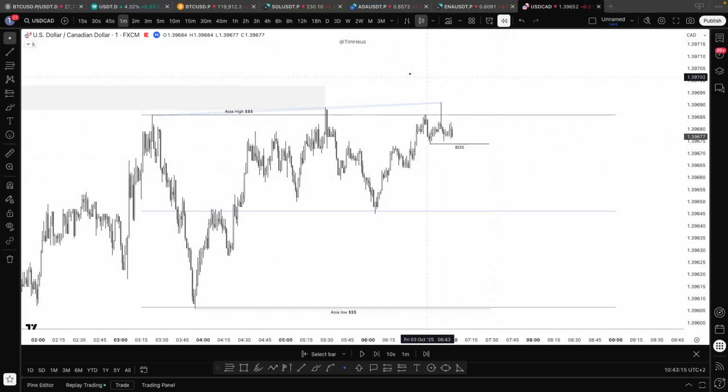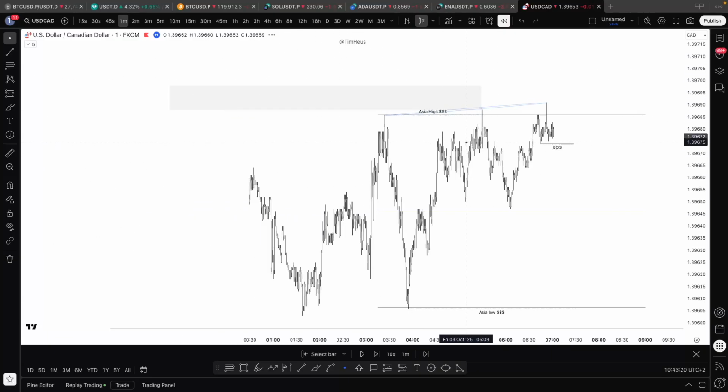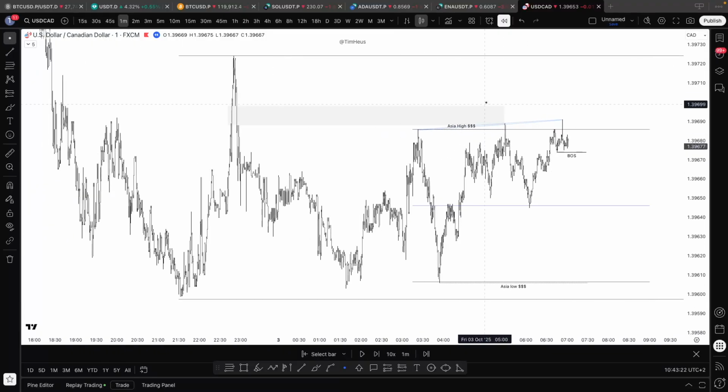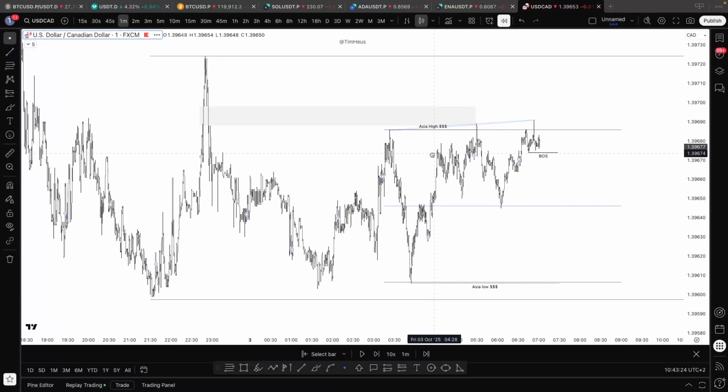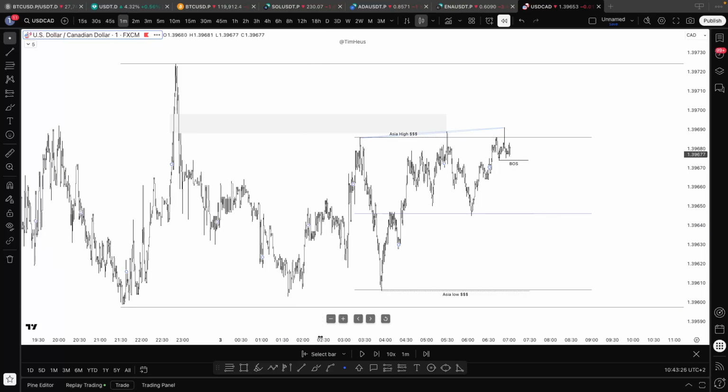Simple as that. It aligns with the session points. It aligns with the inefficiency levels right there. And this is something I use a lot. What is the volume profile saying in a range? A range is from low to high, or higher time frame range.